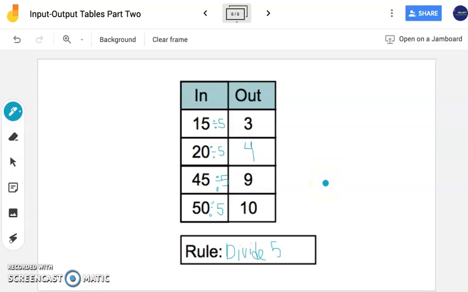So notice in these problems, it's very, very important to first identify that rule. Look for patterns to help you figure out the rule in the input-output table. Then it will make it much easier when you're finding those missing values.